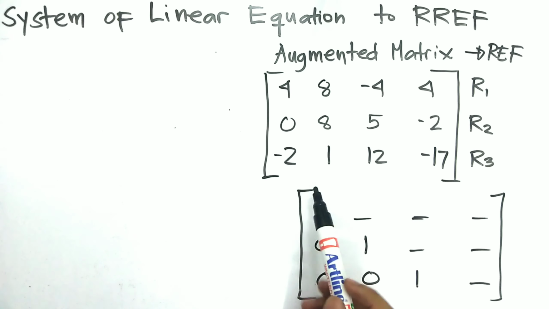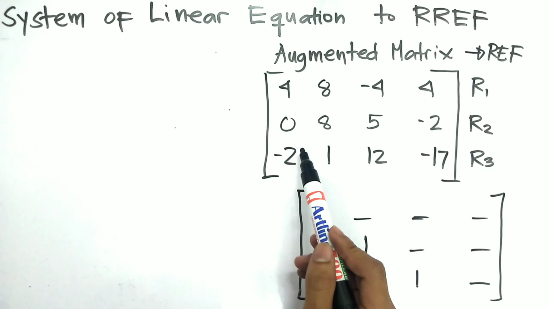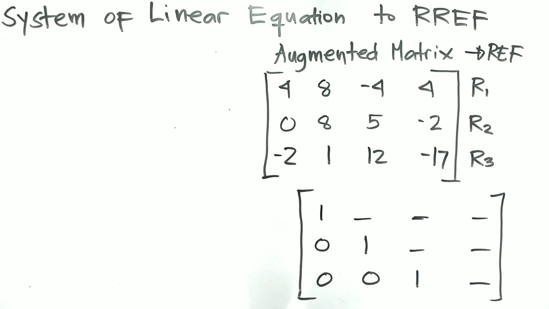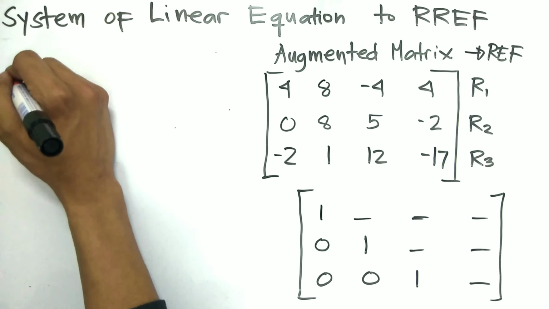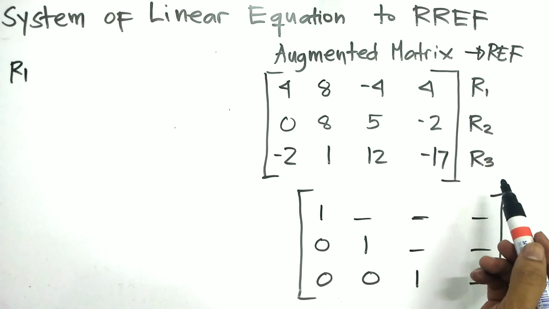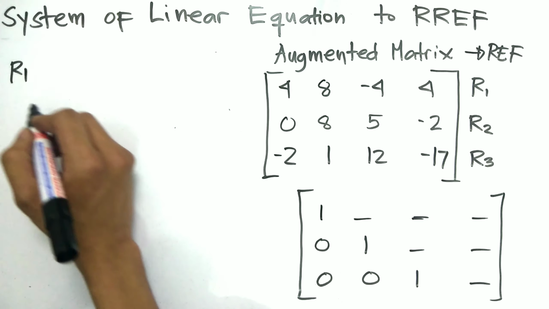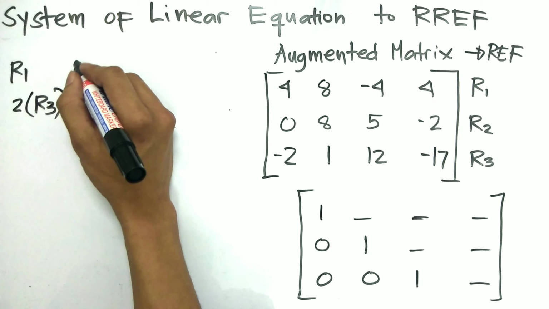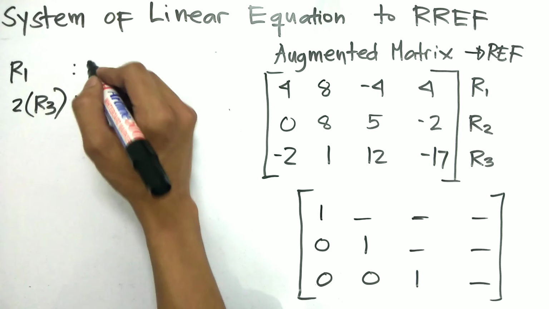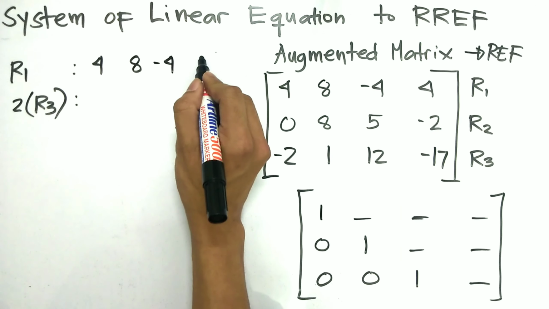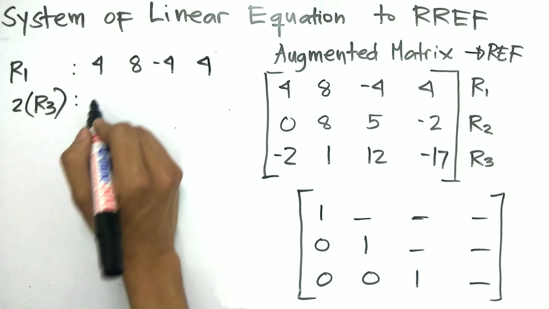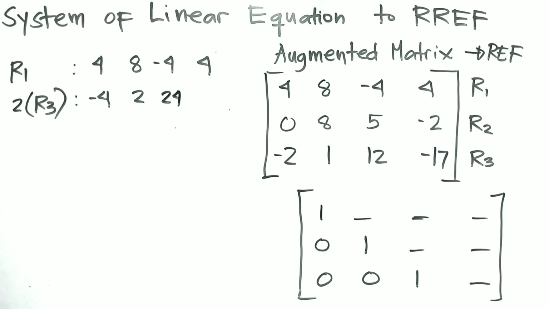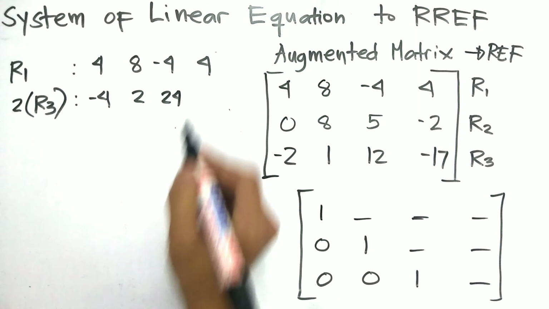For us to remove this number and transform it to 0, we will perform operations between row 1 and row 3. So let's just copy row 1. And for row 3, we will multiply it by positive 2. So positive 2 times row 3. This would be 4, 8, negative 4, and positive 4. 2 times negative 2 is negative 4. 2 times 1 is 2. 2 times 12 is positive 24. And 2 times negative 17 is just equal to negative 34.